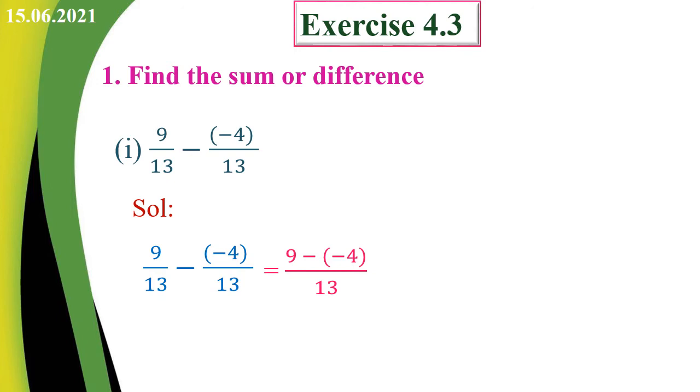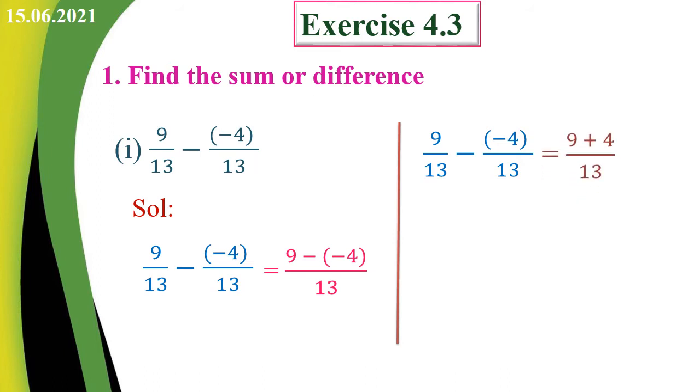Here both signs in between hide a multiplication sign. So minus into minus is plus. Here the sign changes. So we get 9 by 13 minus 4 by 13, which is equal to 9 plus 4 by 13. Now we can add the values. 9 plus 4 is 13 by 13. The third step, reduce to lowest term. Cancel 13, 13, we get 1. The final answer is 1.